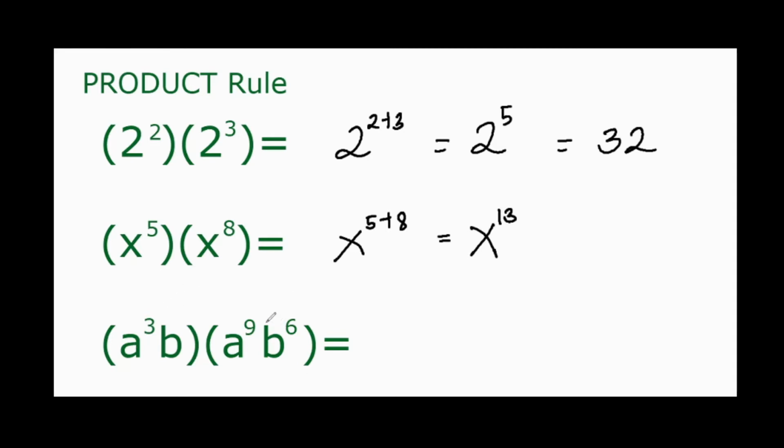Now let's try our last example. We have a cubed b times a raised to 9, b raised to 6. In our last example, we have two different variables, but we just have to add the exponents of our common or same bases. So we have here a cubed and a raised to 9. So for the variable a, our exponent would be 3 plus 9. And for our variable b, as you could see, this is b raised to 1. Therefore, that's 1 plus 6. Okay, simply add them.